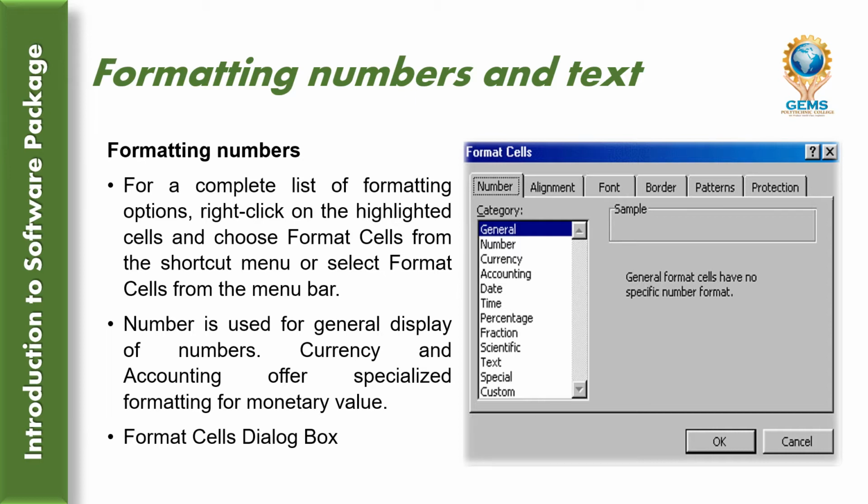Here the Format Cells dialog box is displayed. You can select the particular number format. You can even select Currency or Accounting, whatever you want. Select it and finally click OK, so that it will be reflected in the particular cell in your Microsoft Excel.